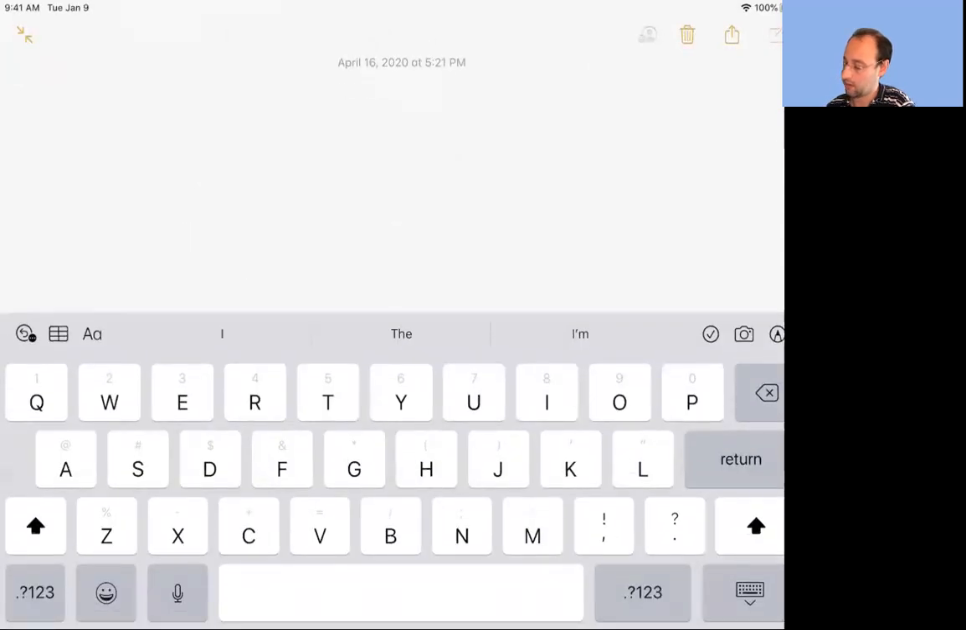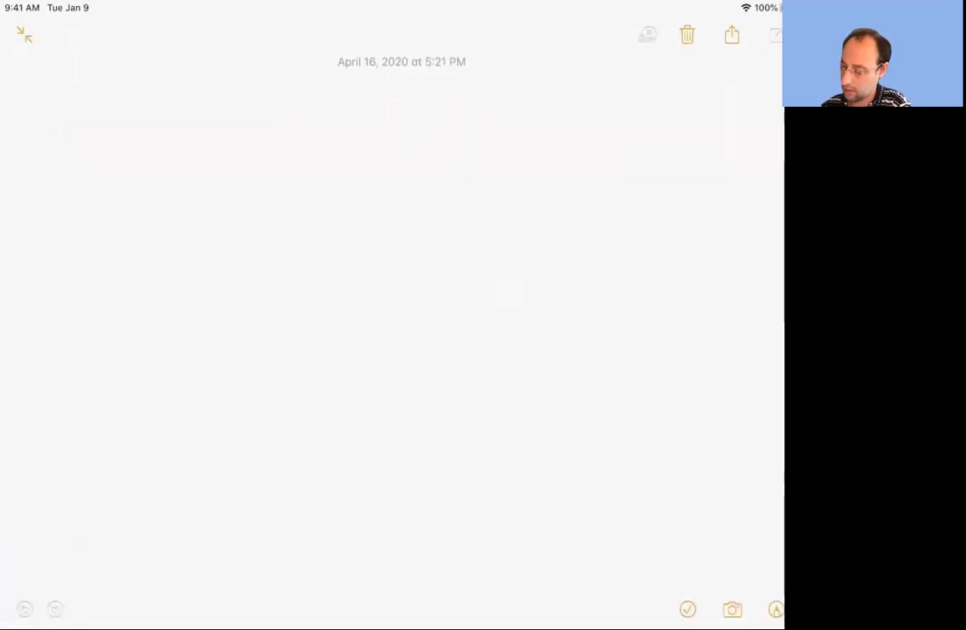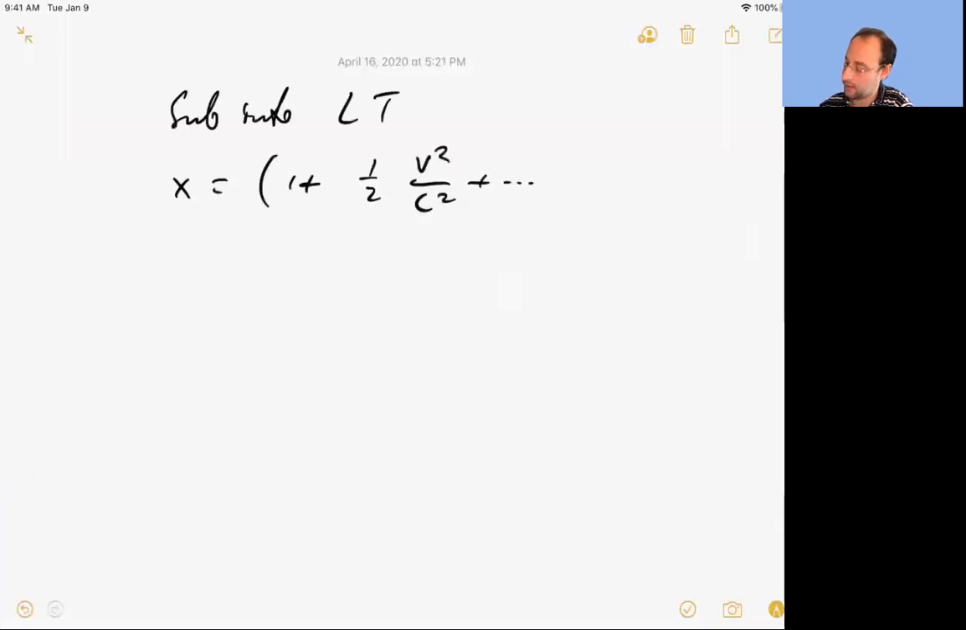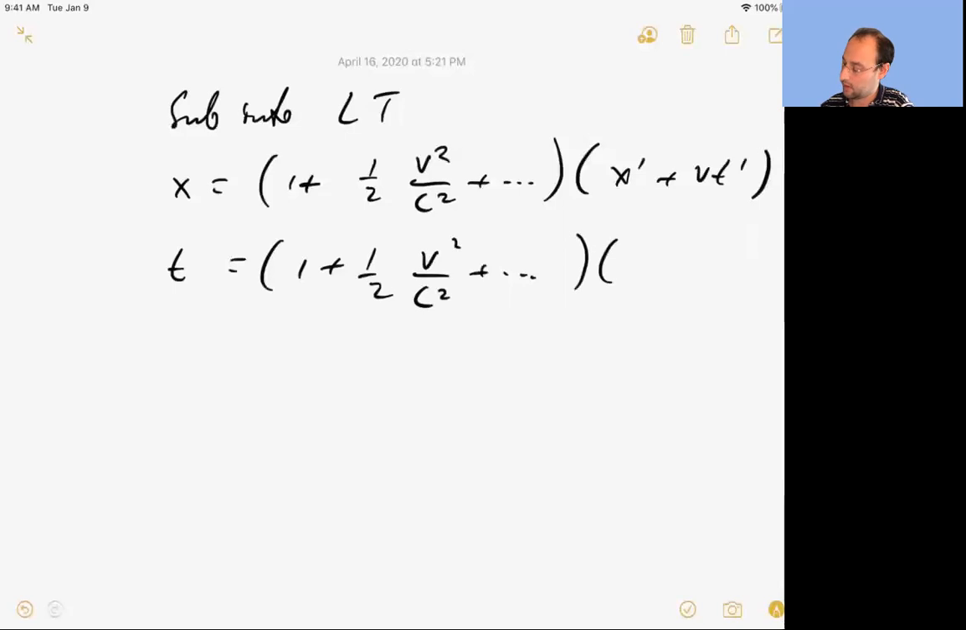Okay, so now I'm just going to substitute into the Lorentz transformations. So what I get is x equals 1 plus 1/2 v squared over c squared plus all that dot dot dot times the rest of the stuff. And t equals 1 plus 1/2 v squared over c squared plus dot dot dot times the rest of the stuff.